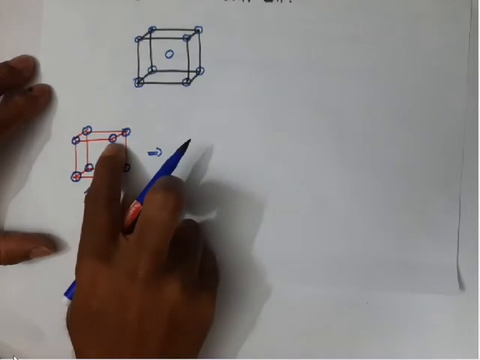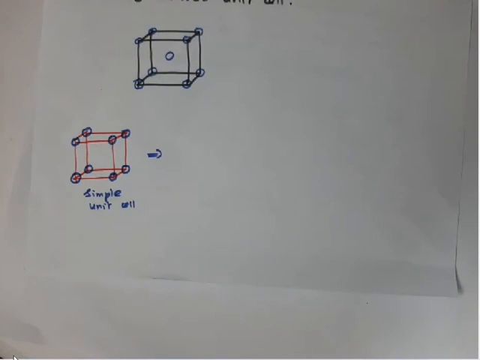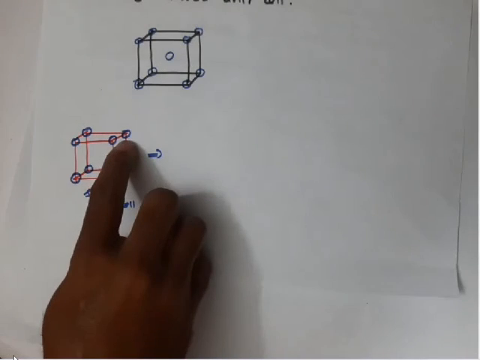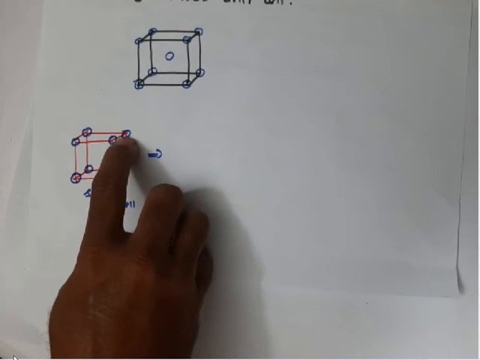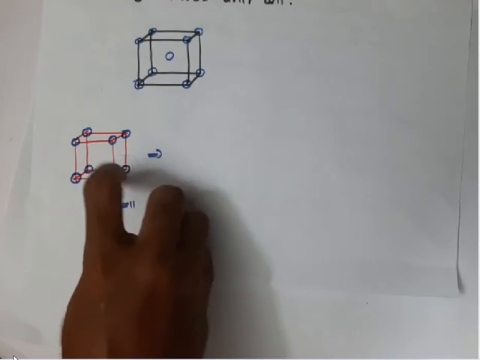Look here carefully. Each corner atom is actually shared by 8 unit cells. You know very well in a crystal, many unit cells combine together and form the crystal lattice, right? Crystal lattice means many unit cells joining together to form it, isn't it? So the particle which is present at the corner of one unit cell is actually a corner for 7 other unit cells.